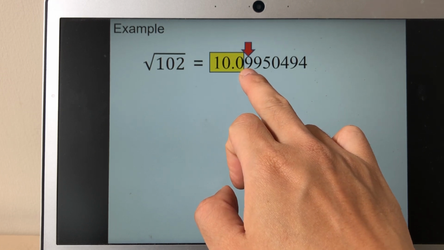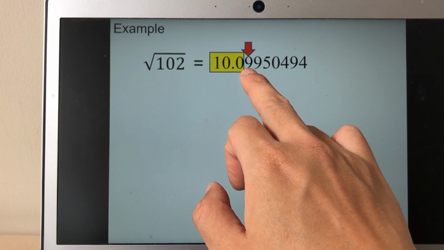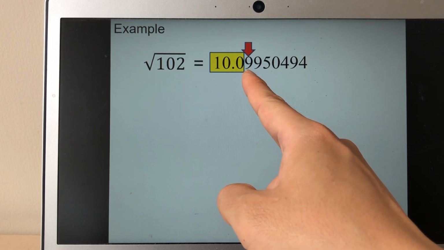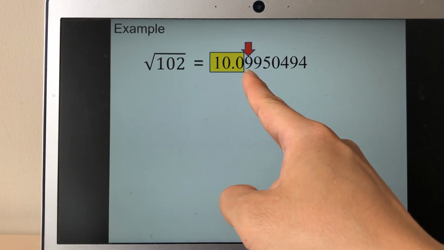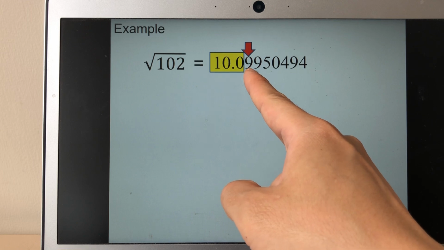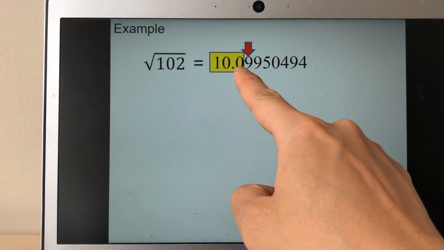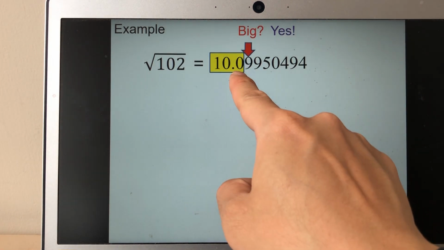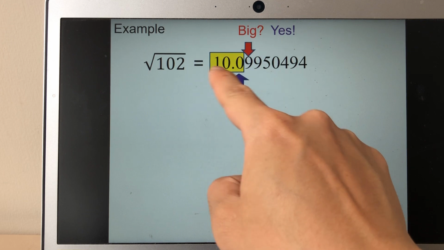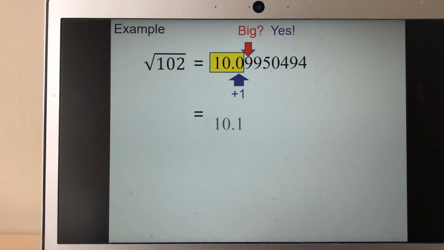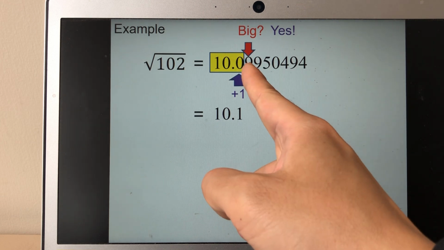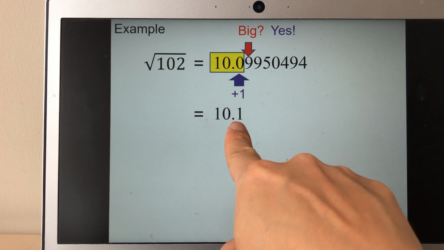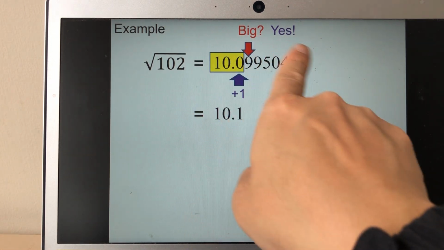What does it mean by big enough? If it is 5 or more than 5, then it is big enough. So what do you think? Is this number big enough? Yes, obviously, it's much bigger than 5, so it is big enough. If it is big enough, then we have to add 1. We have to add 1 into the last number, so that the number will become 10.1. And after that, all this number will be erased. We don't need them anymore. So this is a number very close to the original value.